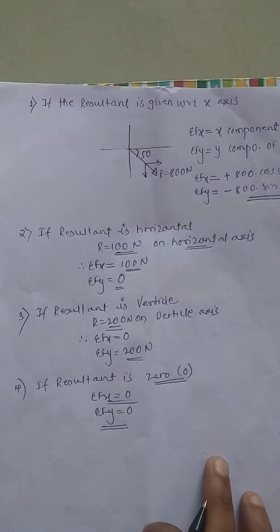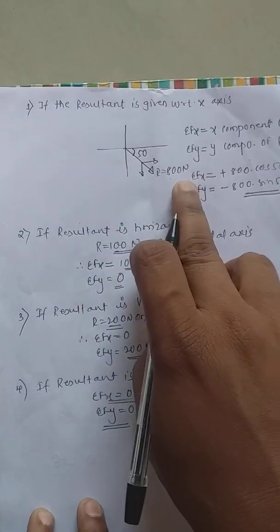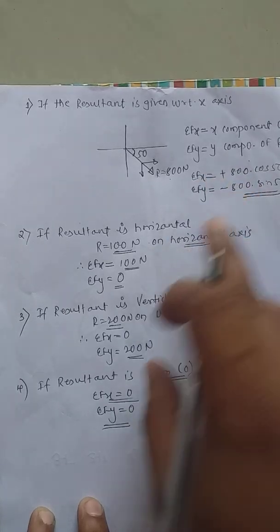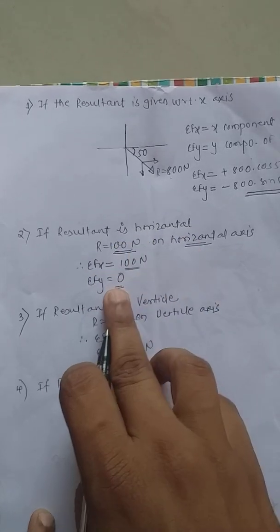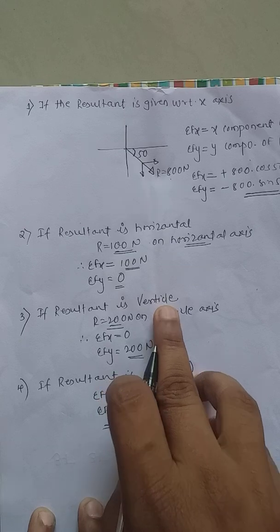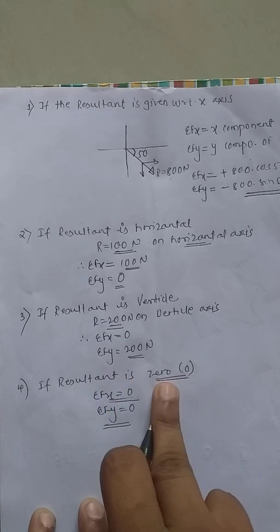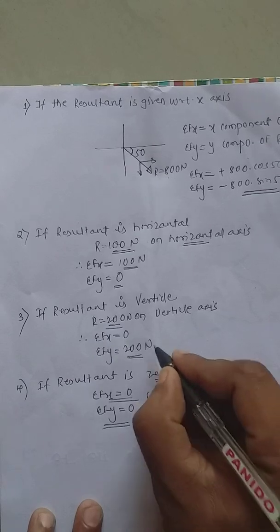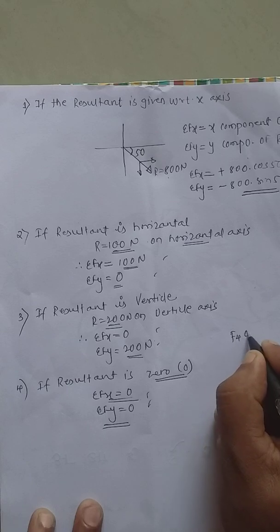So these are the four conditions for solving the unknown force P on a concurrent force system. If the resultant is given, we will consider its x component as Fx, y component as Fy. If the resultant is horizontal, Fx will be the horizontal resultant component and Fy will be 0. If the resultant is vertical, Fy is the vertical component and Fx will be 0. And if the resultant is 0, both Fx and Fy will be 0. So by putting these conditions, we can find the unknown force F4 or unknown force P.